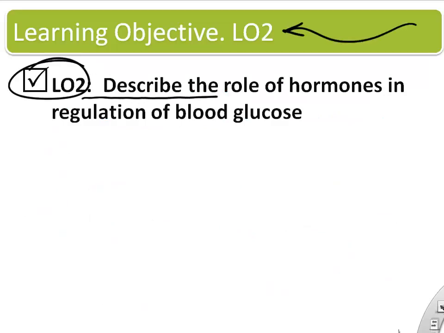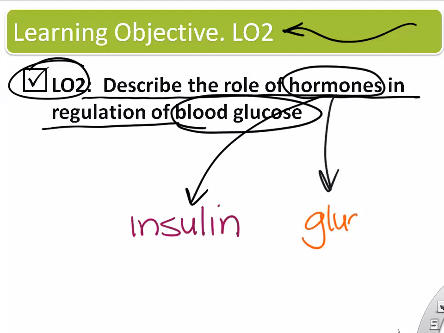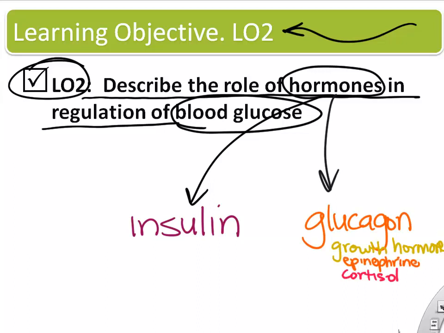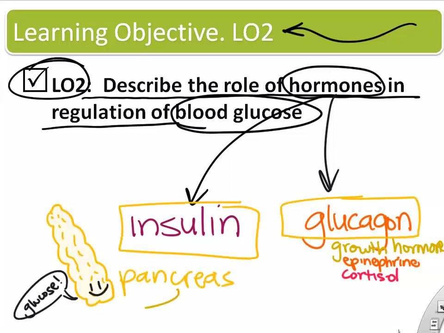So let's describe the role of hormones in the regulation of blood glucose. How does the body keep blood glucose steady? It's going to involve two hormones, insulin and glucagon, as well as some helper hormones, growth hormone, epinephrine, and cortisol, which will help act with glucagon. The pancreas is the source of insulin and glucagon.